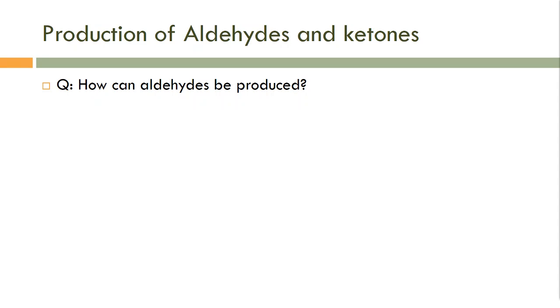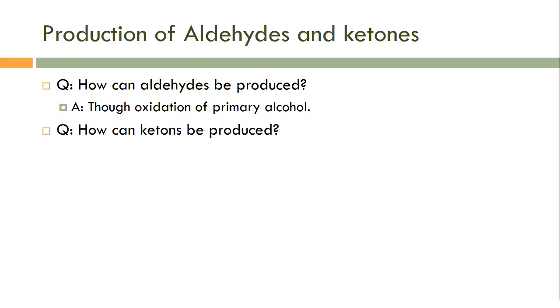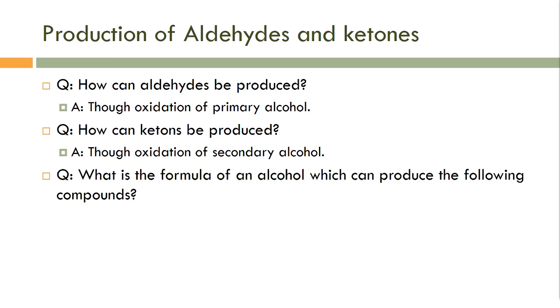Question. How can aldehydes be produced? Oxidation of alcohol. To be exact, what type of alcohol? Primary. Okay, good. How can ketones be produced? Oxidation of secondary alcohol. Alright, well done. What is the formula of an alcohol which can produce the following compounds? Well, examples already.